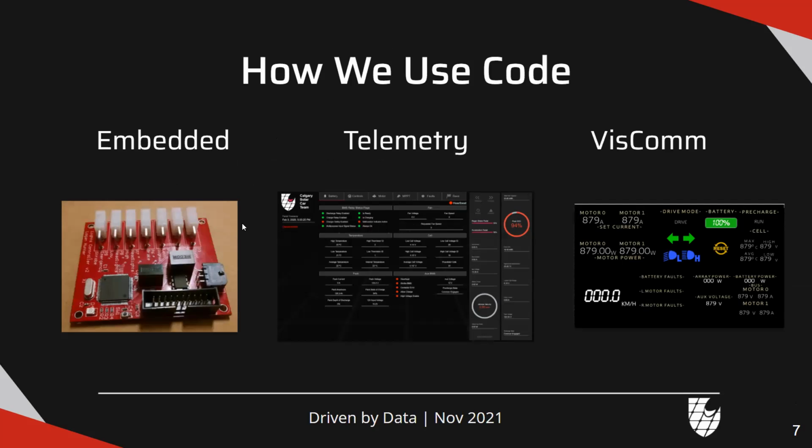So on our software team, we have the sub-teams Embedded, Telemetry and Visual Communications, or VisCom for short. All three teams are critical to the functionality of the car. The embedded team programs our electrical boards, Telemetry does data analysis and presentation, and finally, VisCom controls our data communication network and also works on our in-car visual systems.